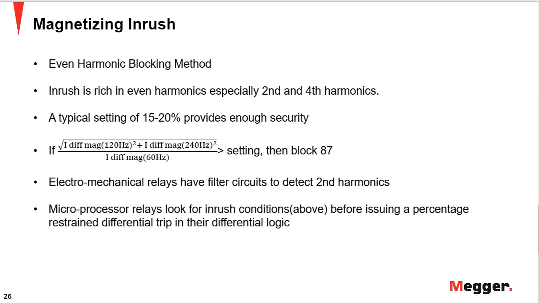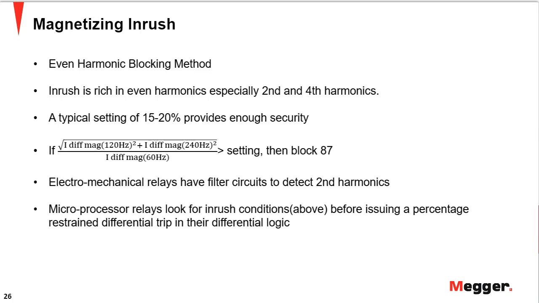And what was also done is that the fourth harmonic was also added in the logic to provide more security, because, like I said, second and fourth harmonic both are present during the inrush condition, so both will be used and compared with respect to your 60 hertz signal. And like I said, anytime it's greater than your set point, then the 87 is blocked, so we don't misoperate on differential when the transformer is being energized.